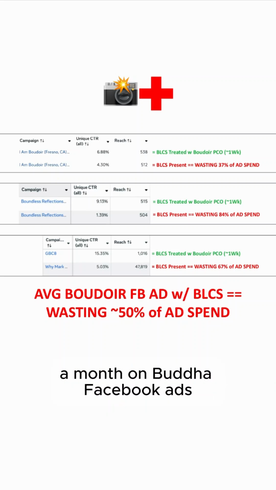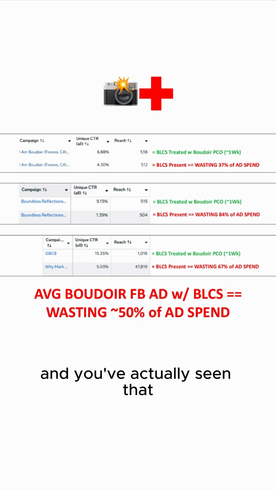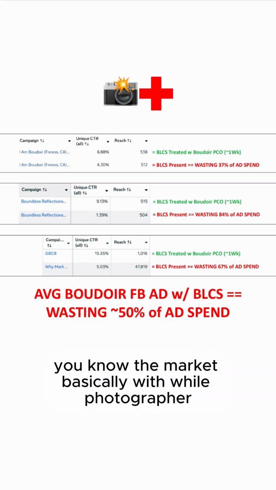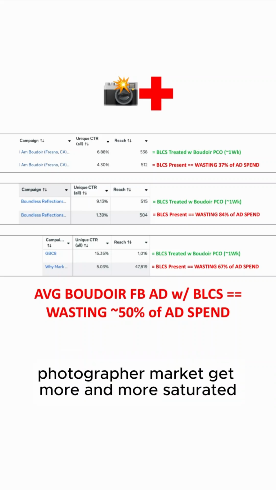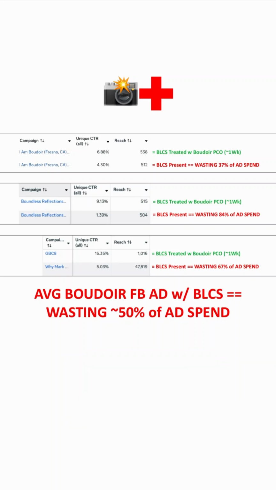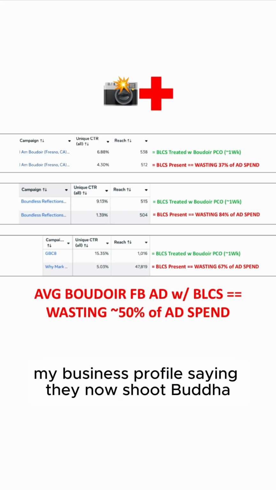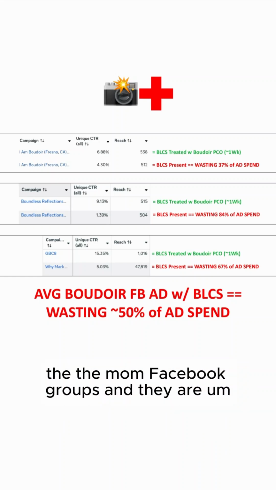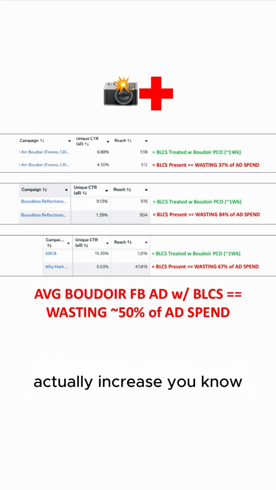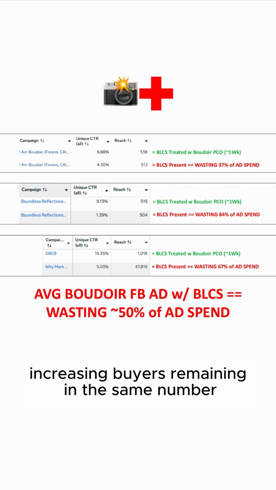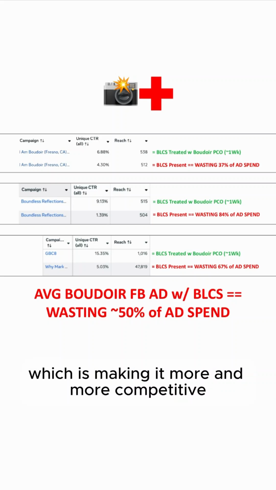and you're spending more than 10 grand a month on Boudoir Facebook ads, and you've seen the Boudoir photographer market get more and more saturated day by day. Seems like every time someone gets a new iPhone, someone's throwing up their Google My Business profile saying they now shoot boudoir, or they get a new camera. They're posting in the mom Facebook groups. The supply of boudoir photographers is increasing, buyers remaining the same number, which is making it more and more competitive, harder to stand out.